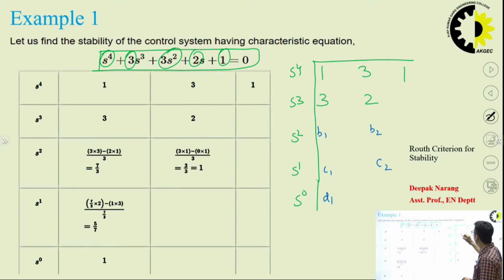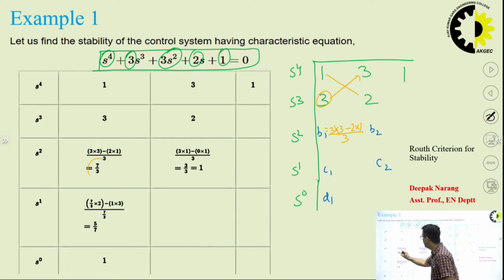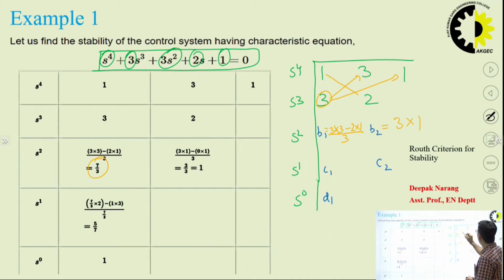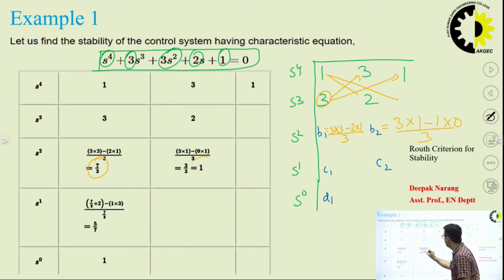So B1 is obtained by multiplying 3 into 3 minus 2 into 1 divided by this 3. So we obtained this as 7 by 3. Next, B2 is obtained by 3 into 1 minus 1 into 0 divided by 3. So we obtained this value as 1. So we have obtained 7 by 3 and 1.